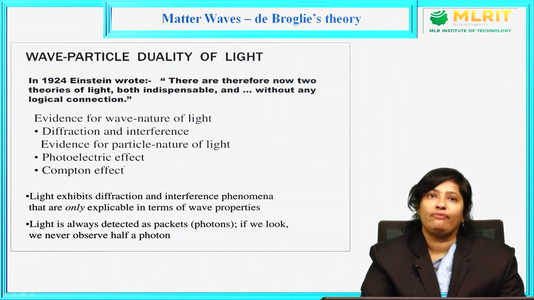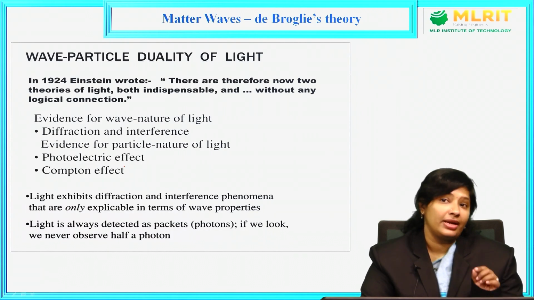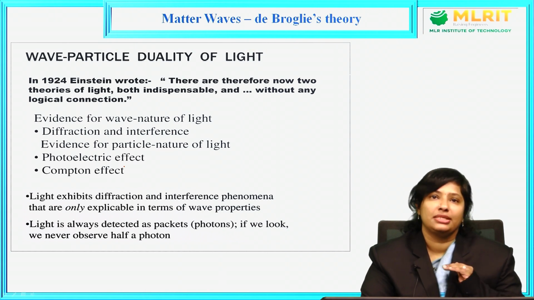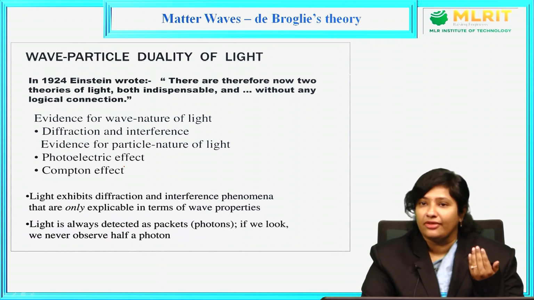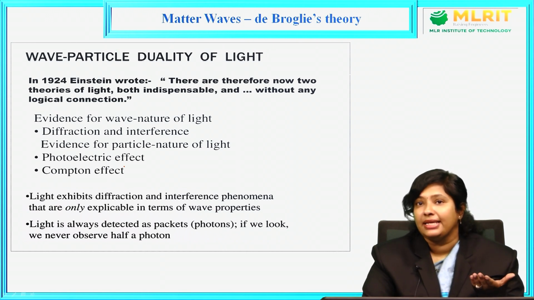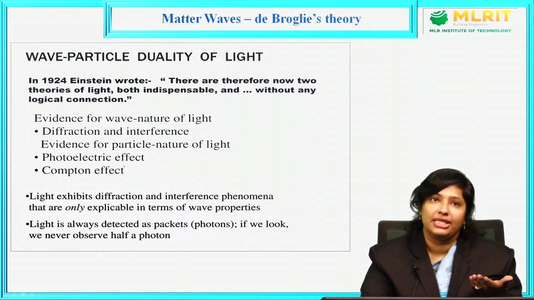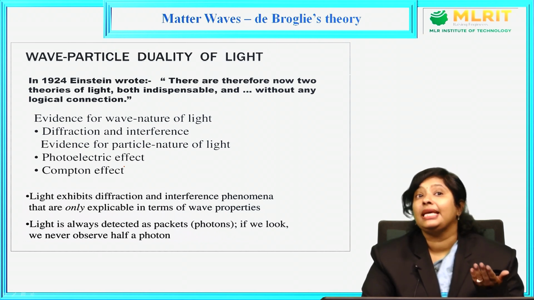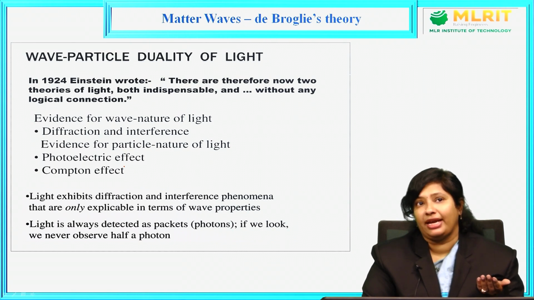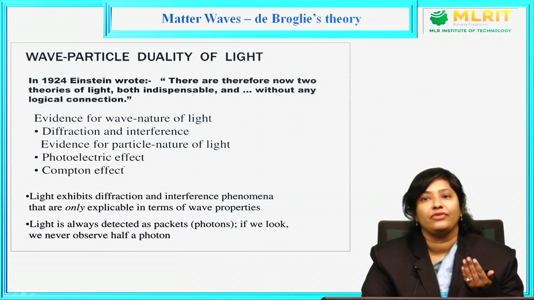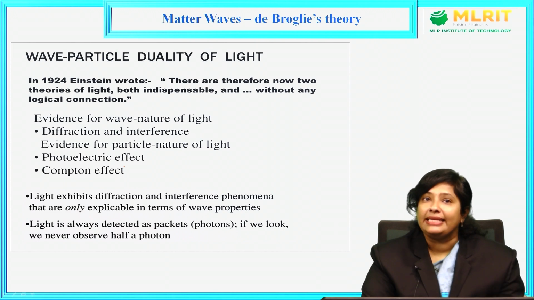Now, wave-particle duality of light. From de Broglie's theory, there was evidence that the electron behaves like a wave as well as a particle. It means that photons, the particles emitted from light, also have this dual nature, that is wave as well as particle. The evidence for the wave nature of light is diffraction and interference phenomena, and the evidence for the particle nature of light is the photoelectric effect and the Compton effect.